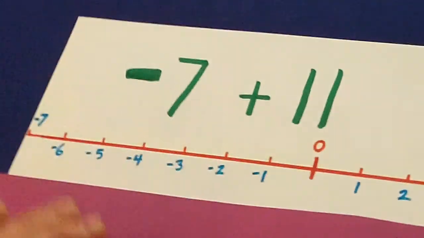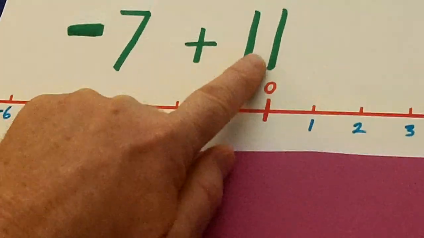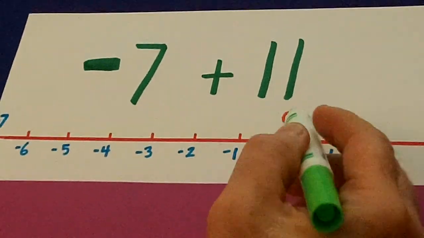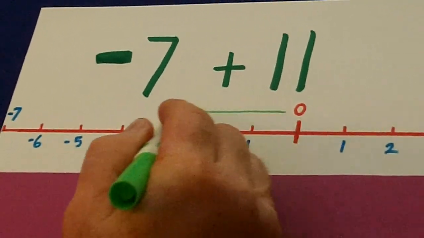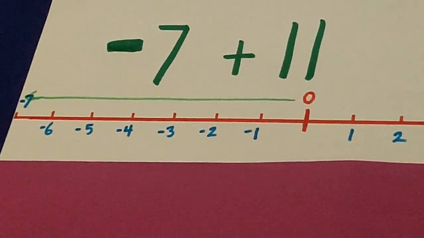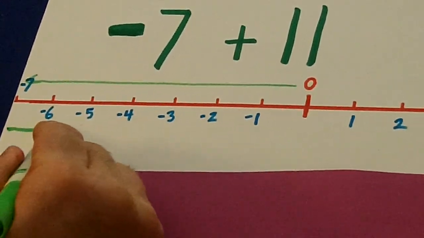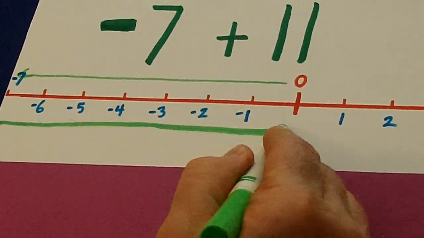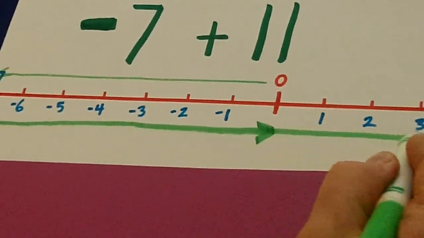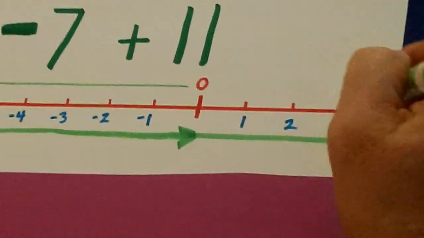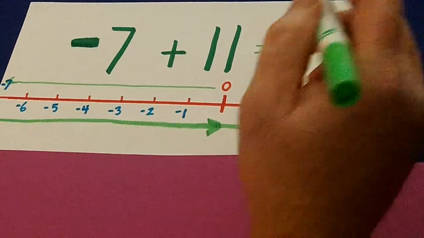All right. Now we have -7 plus 11. So we start from 0. We go out to the -7. Now we're going to add 11, so we're going to come back this way. Here's 7 back to 0, then here's 4 more. Our answer is going to be 4.